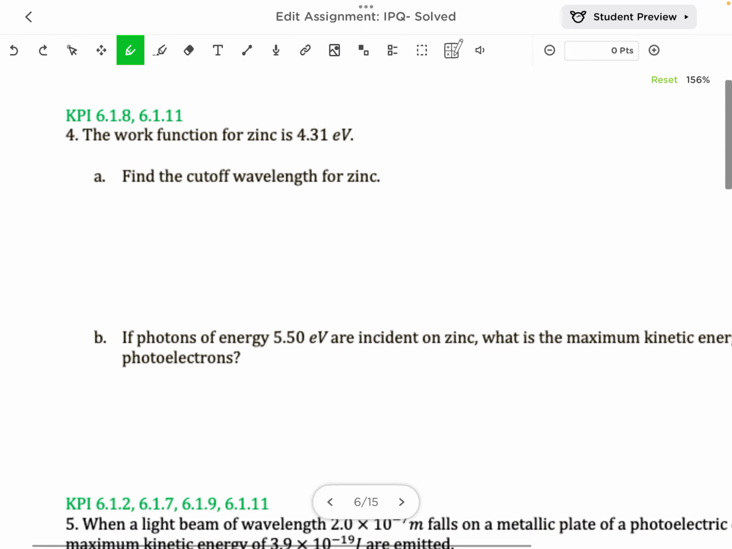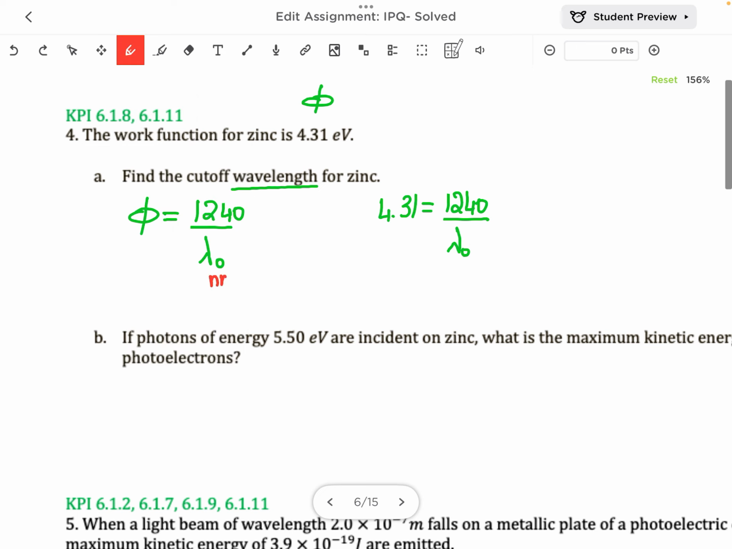The work function here is 4.31. I need to find the cutoff wavelength. Simply, energy equals hc over lambda, or I can apply work function equals 1240 over lambda 0. So 4.31 equals 1240 over lambda 0. Not to forget that here I'll have my lambda in nanometers. So basically lambda 0 is 288 nanometers.